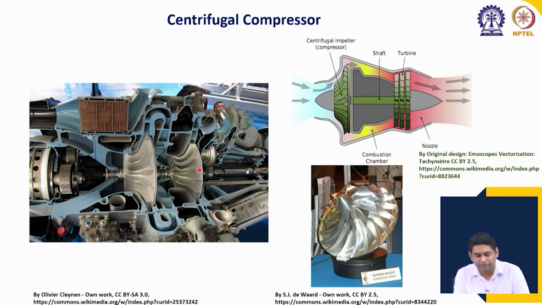But this type of compressor can generate a lot of pressure difference in a single stage, up to 4 or 4.5, up to 5 also nowadays is possible, as compared to say less than 2 for an axial flow compressor.